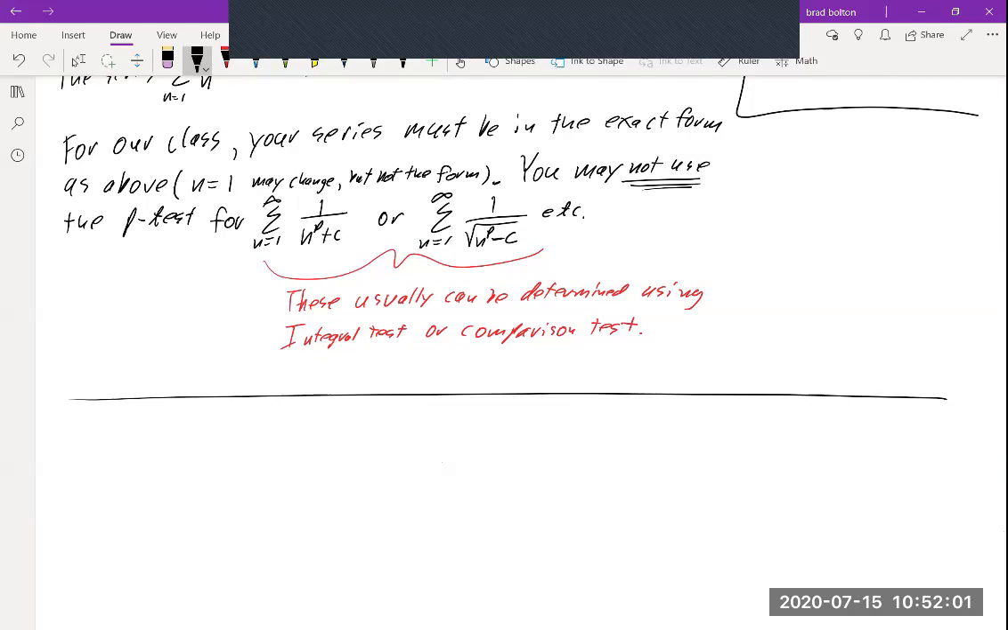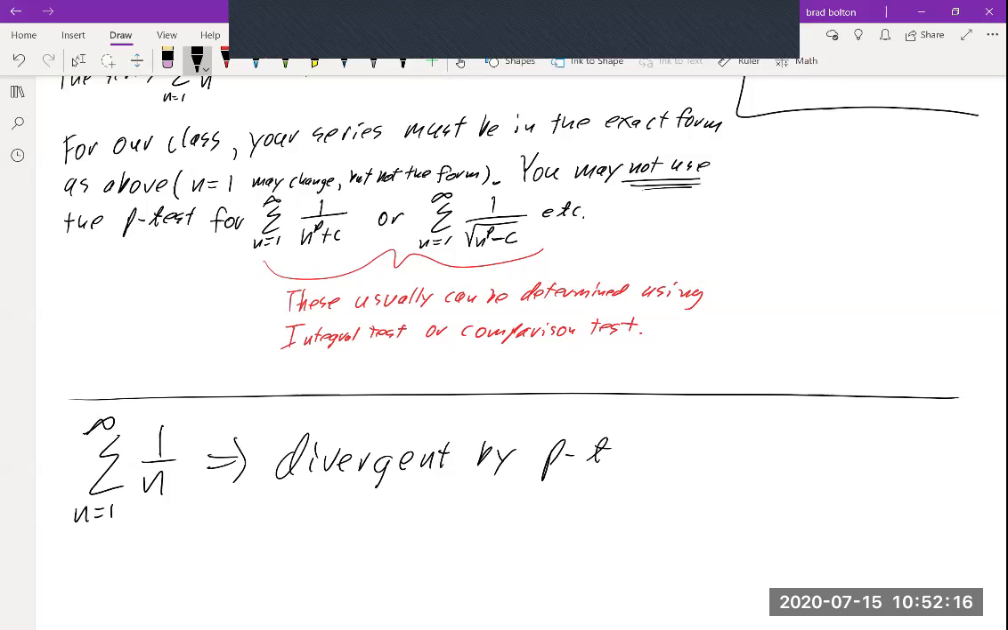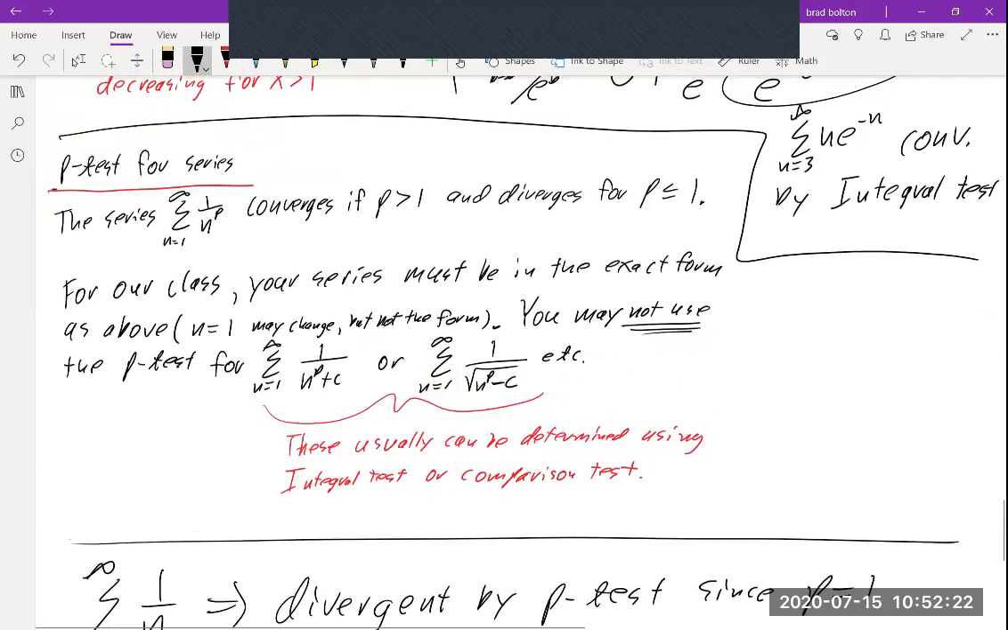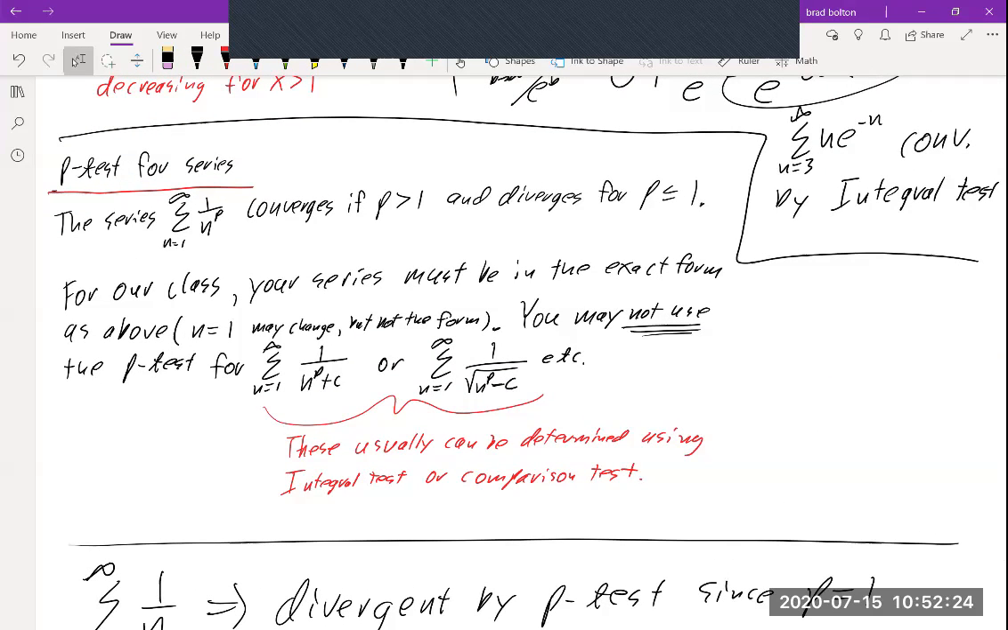But for this, you could go back and look at the harmonic. So if we have the harmonic, right? The harmonic is n equals 1 to infinity. We could say that this is divergent by P-test since p equals 1. And it says right here, this is 1 over n to the p. It says if p is less than or equal to 1, it is automatically divergent.